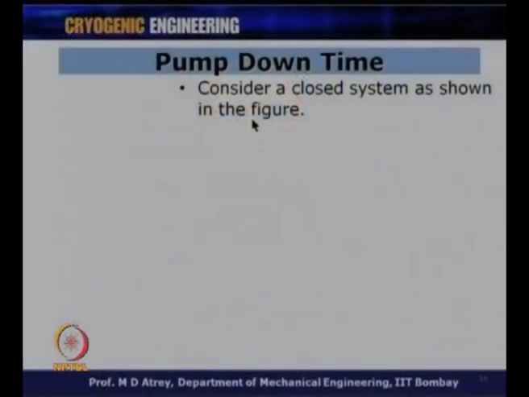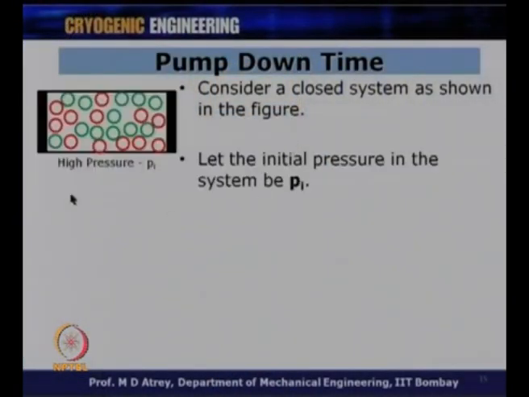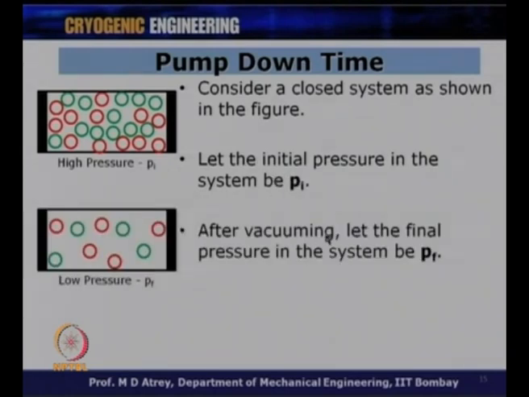So, consider a closed system as shown in the figure. This is my high pressure to begin with. Let the initial pressure in the system be Pi. Before I start vacuuming, my pressure is going to be the initial pressure, which is Pi, and after vacuuming I reach a final pressure which is Pf. So, I can see fewer molecules over here, and this is my completely low pressure which I have got after vacuuming from Pi to Pf.